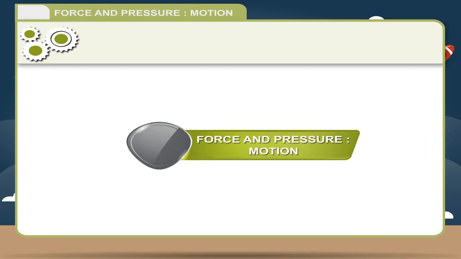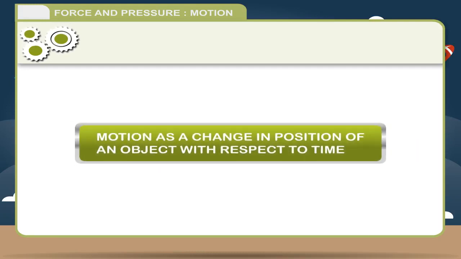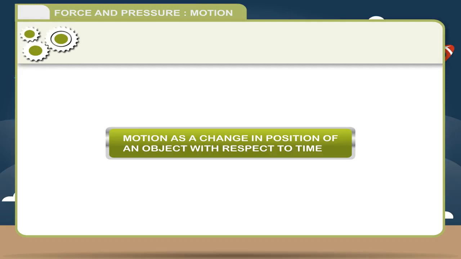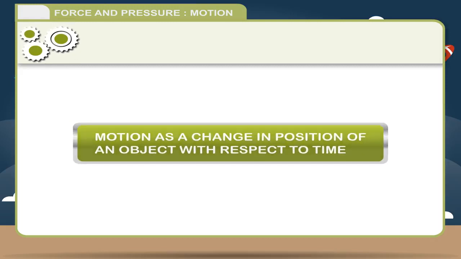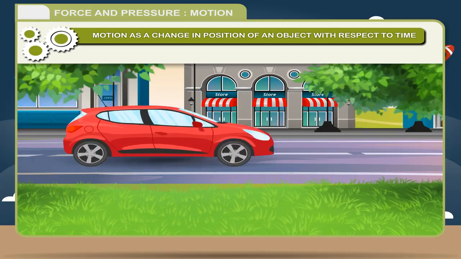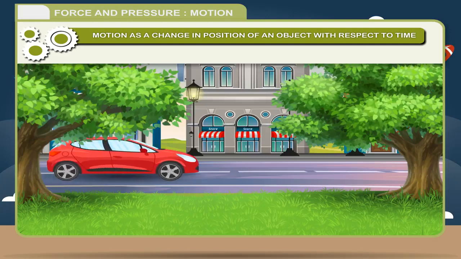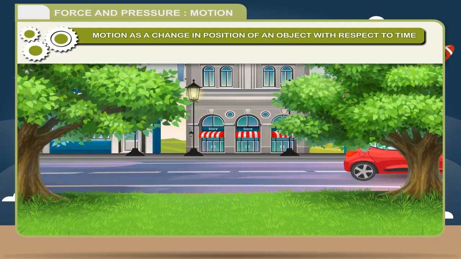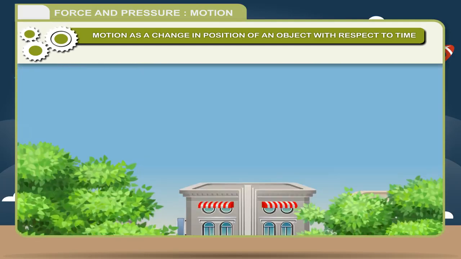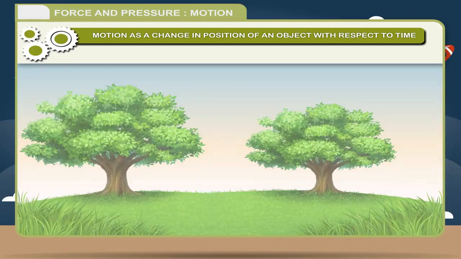Force and pressure. Motion. Motion is a change in position of an object with respect to time. When we look around, we see many stationary and moving objects. For example, buildings, trees, electric poles, etc. are considered to be at rest, while moving cars, flying birds, etc. are considered to be in motion. But what do we really mean when we say that an object is either at rest or in motion?